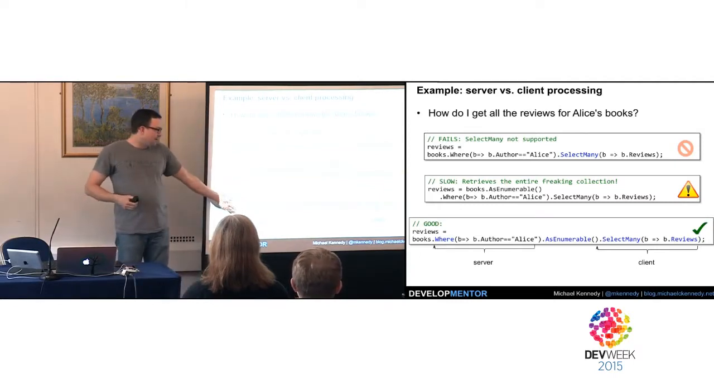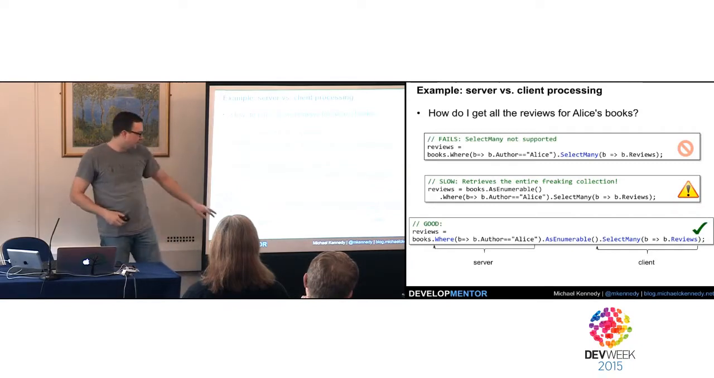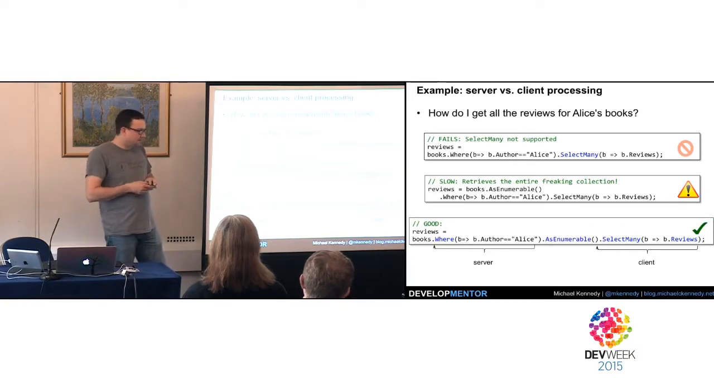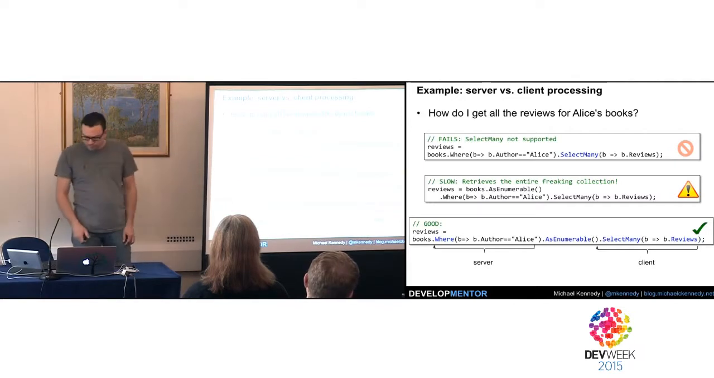It's not really much slower. I mean, you do pull back the whole book instead of just the author set, and you could theoretically pass things to do sub-projections and so on, but this is kind of your way around a lot of the limitations.